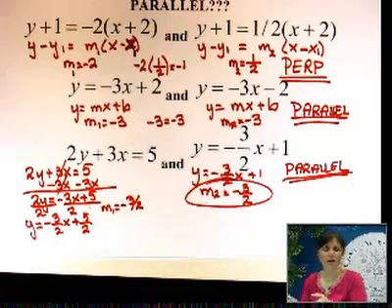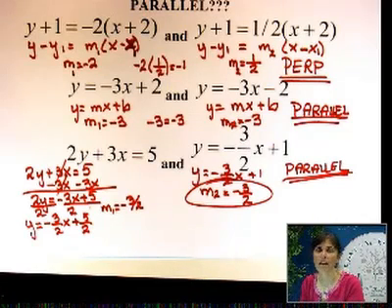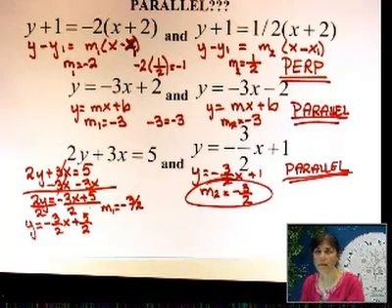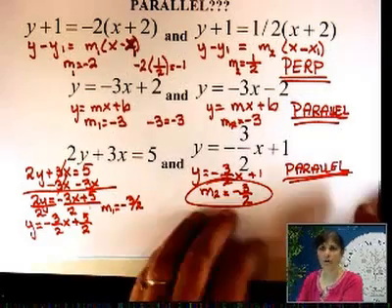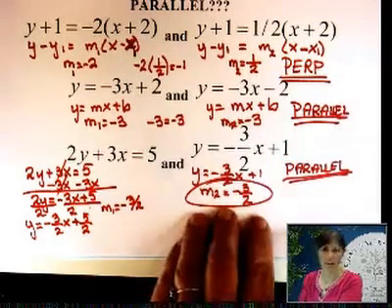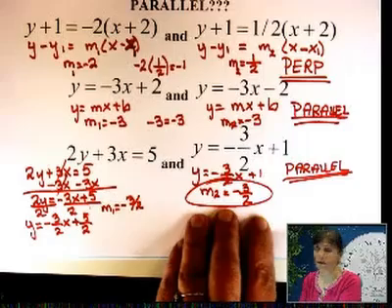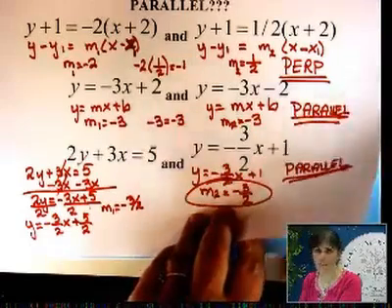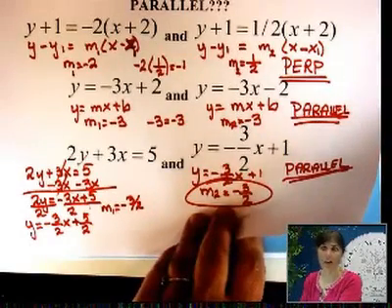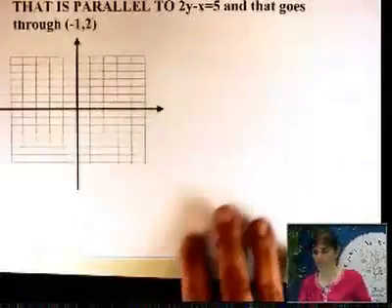So what did I do? I just make sure that they are in the same form, and then pull out the slopes and see if their product is -1 or they are exactly the same. If neither one of them happens, that means they are neither parallel nor perpendicular.